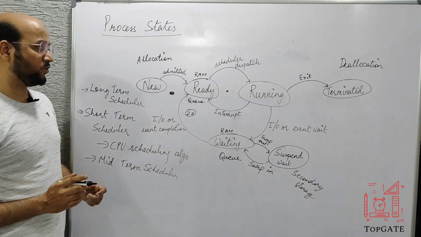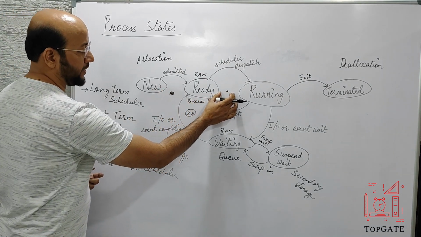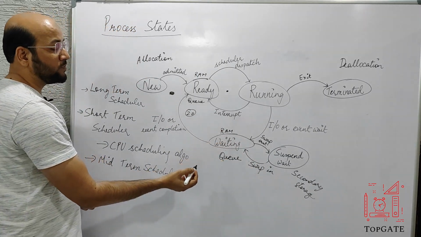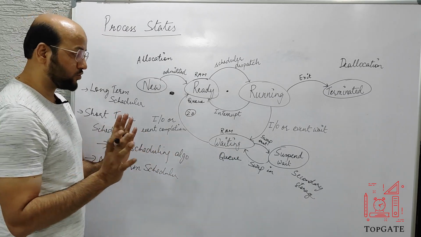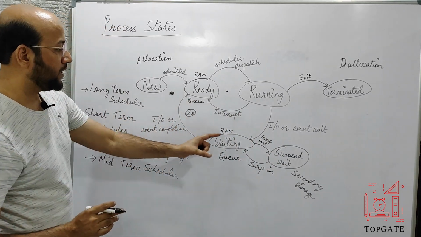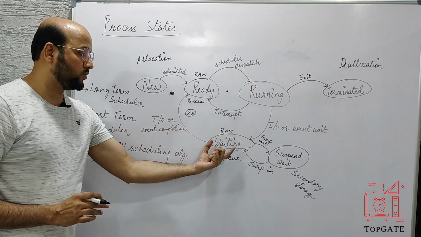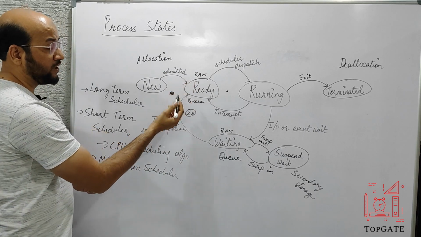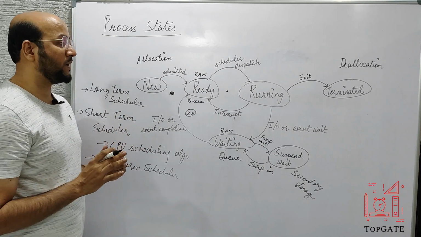Fine. So we have three schedulers. One is the long-term scheduler, which is sitting here. Second is the short-term scheduler, which is sitting here. Third is the mid-term scheduler, which is sitting here, and it is responsible for swapping out the process from the RAM to the secondary storage, or from the waiting state to the suspend wait. Clear? So these processes, after completing their work in the secondary storage, will shift to the waiting state, and from the waiting state they will again be fed to the ready state, where the process will wait for its turn to be executed by the CPU.